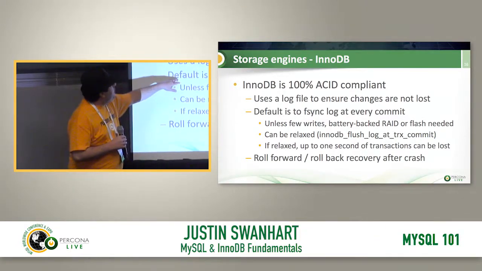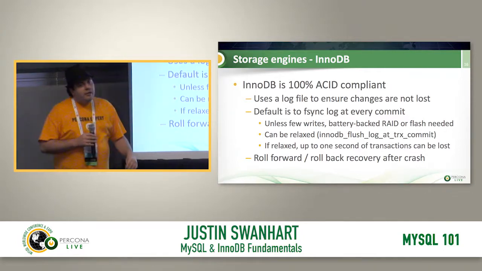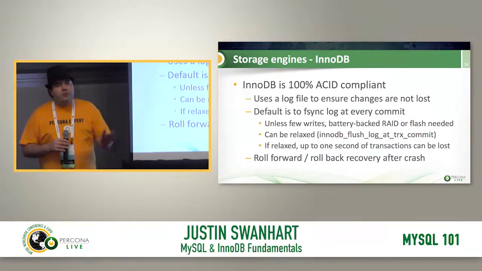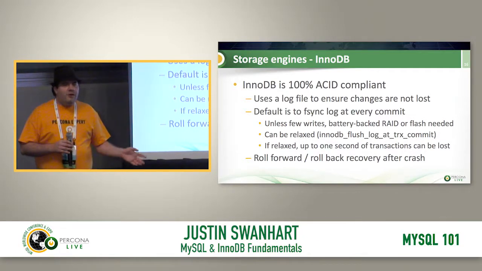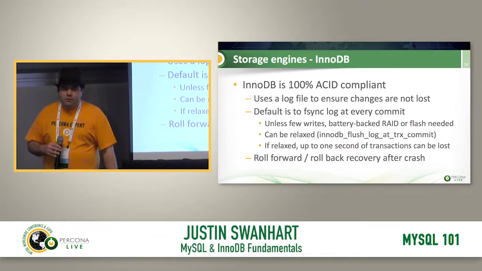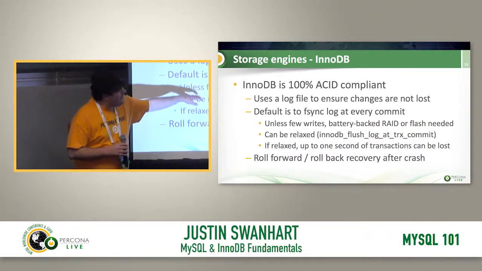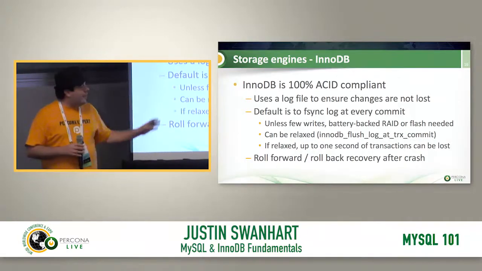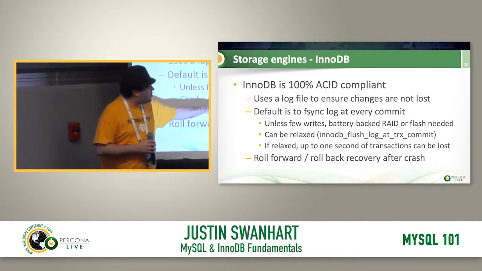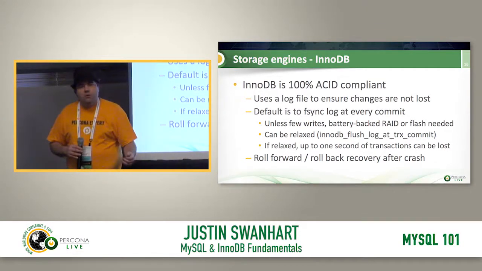Now, the problem here is this log file is fsynced at every commit. So if you're doing 200 commits a second, that's 200 fsyncs a second. That's as much as a regular rotational disk can handle, right? So you're really limited to about 200 transactions per second unless you have a battery-backed RAID controller or flash, right? Now, you can relax this. You can set innodb_flush_log_at_trx_commit to 0 or 2.